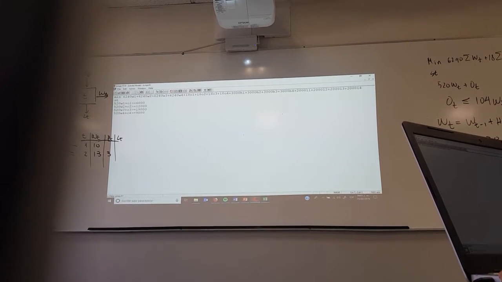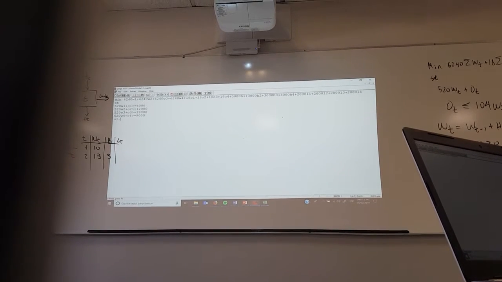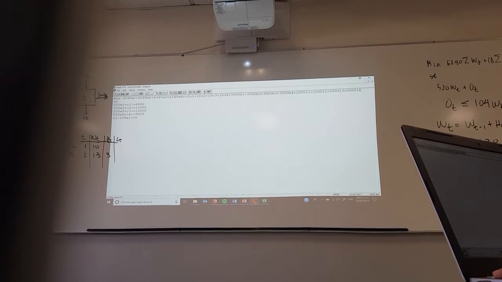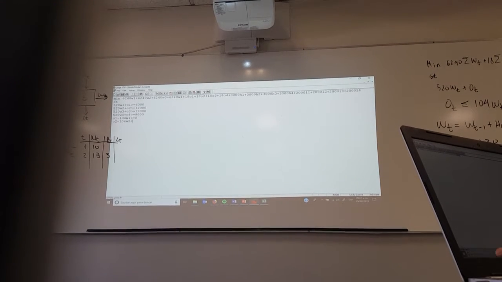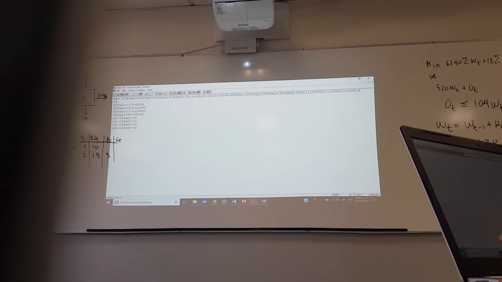Okay. The next set of constraints are the overtime limits. O1 minus 104 W1 less than or equal to 0. Is that okay? Yes. Okay, so O2 minus 104 W2 less than or equal to 0 again. O3 minus 104 W3 less than or equal to 0. O4 minus 104 W4 less than or equal to 0. Okay.